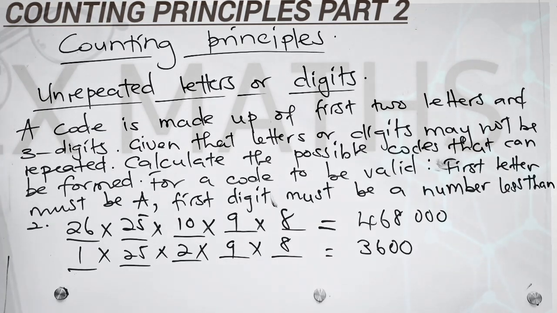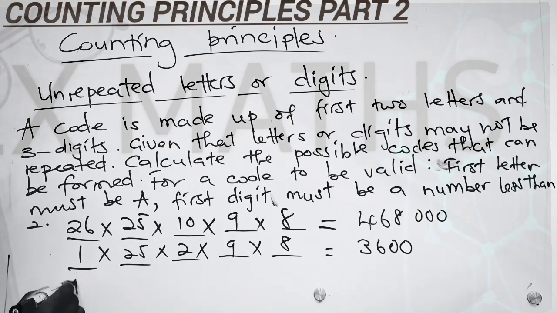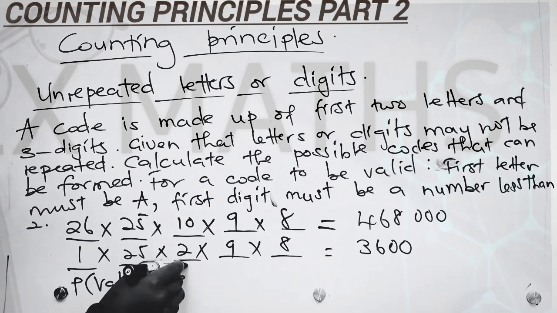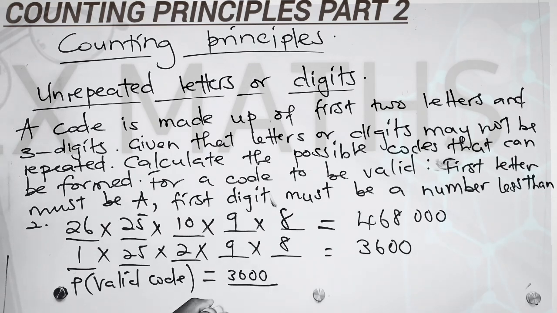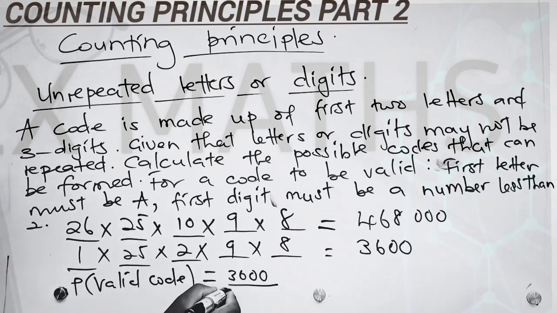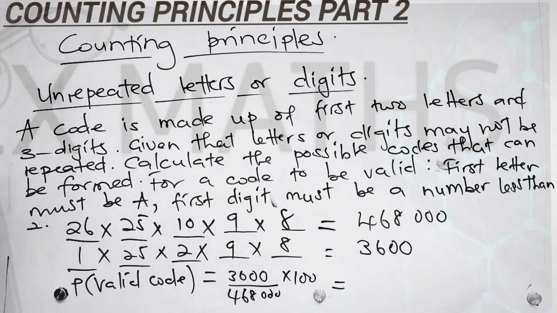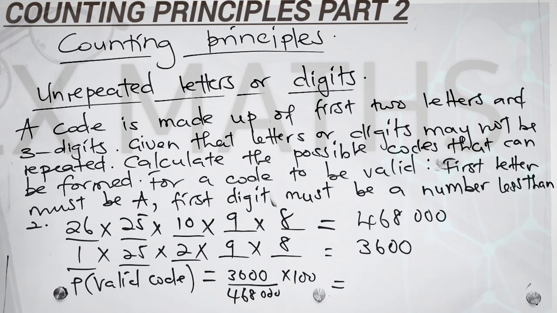So let's see the probability of selecting a valid code. It is equal to 3,600, which is valid codes, over possible codes, over 468,000, multiplied by 100. If we divide it, we get 0.77%.